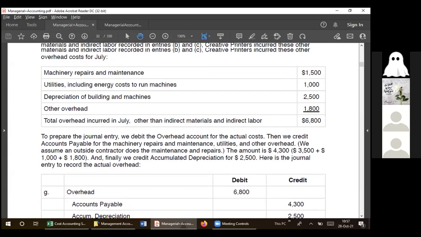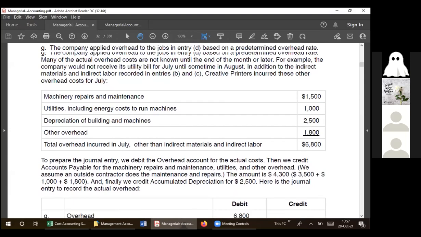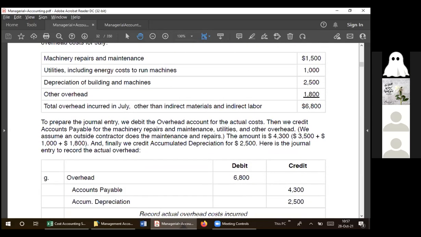overheads. The overheads of the company include all of these items up here. That is machinery repairs, utilities, depreciation, other overhead. They all add up to be the overheads of the company. Then they give an explanation. To prepare the journal entry, we debit the overhead account for the actual cost. Then we credit the accounts payable for machinery repairs, utilities, and other overhead. We assume that an outside contractor does the maintenance and repair.